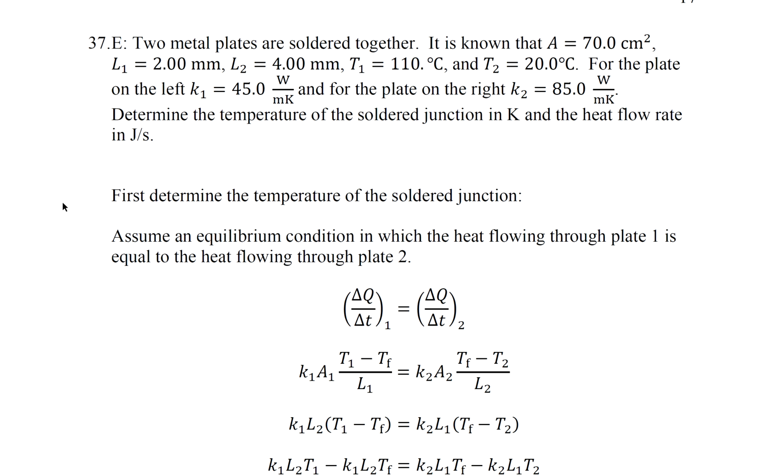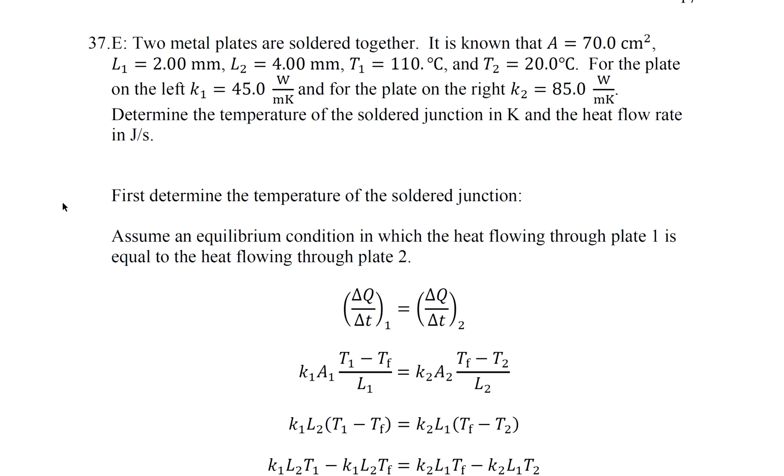Question 37: two metal plates are soldered together. It is known that A equals 70 centimeters squared, L1 is 2 millimeters, L2 is 4 millimeters, T1 is 110 degrees Celsius and T2 is 20 degrees Celsius. For the plate on the left, K1 is 45 watts over meters Kelvin, and for the plate on the right, K2 is 85 watts over meters Kelvin. Determine the temperature of the soldered junction in K and the heat flow rate in joules over seconds.